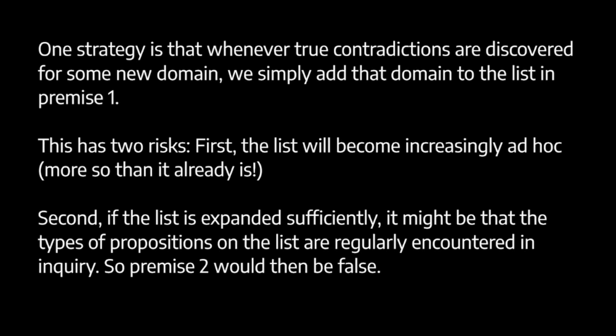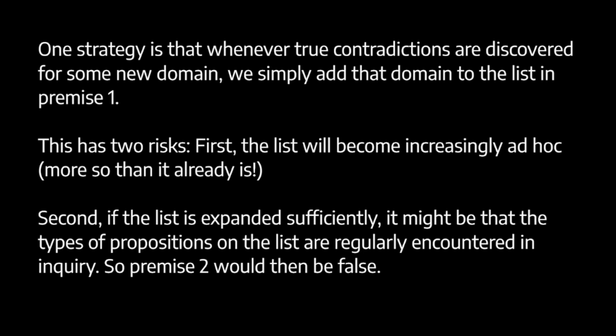Now, one obvious strategy that Priest could use is to say, whenever true contradictions are discovered in some new domain, we just add that domain to our list in premise 1. And the expanded list will give us the necessary condition. The risk with this strategy is that as that list inflates over time, first of all, it becomes increasingly ad hoc. As we noted, it's already pretty ad hoc. There's no obvious underlying property. It's already kind of a ragtag bunch. The more stuff we add to it, the more ad hoc it's going to look. But more worryingly, as the list inflates, we might end up adding enough different things that the types of propositions on the list actually are likely to be encountered very regularly in ordinary inquiry.